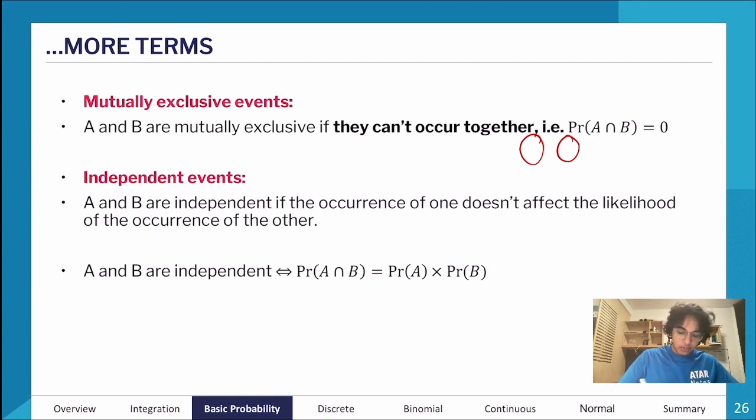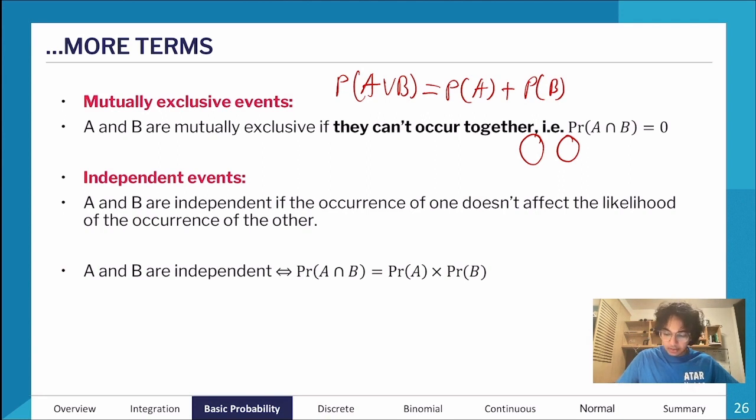Now, a cool thing is that if you have two mutually exclusive events, their union, the union of A and B, is just the probability of A plus the probability of B. We don't have to subtract the A intersection B because that's equal to 0, so it's pointless to represent that. Now, a condition with independent events, as you can see here, is that their intersection is a multiplication of each other. So it's just the probability of A times the probability of B if A and B are independent.